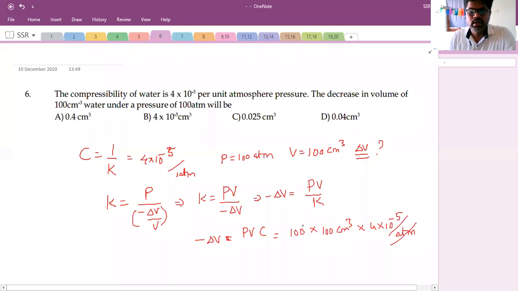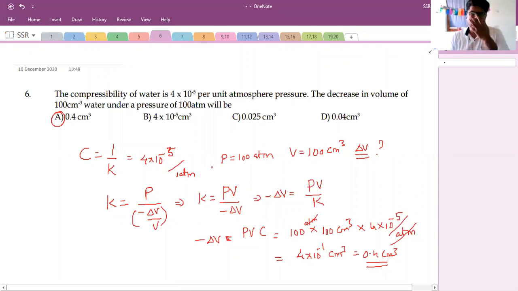Atmosphere cancel. Here first one P is 100 atmosphere, no? Atmosphere cancel. Then here 100 into 100 centimeter cube into 4 into 10 power of minus 5. So that answer is 10 power 4 into 4 into 10 power of minus 5. So 4 into 10 power of minus 1 centimeter cube, that is equal to 0.4 centimeter cube. So option is 0.4 centimeter cube. So this is the decrease in volume.